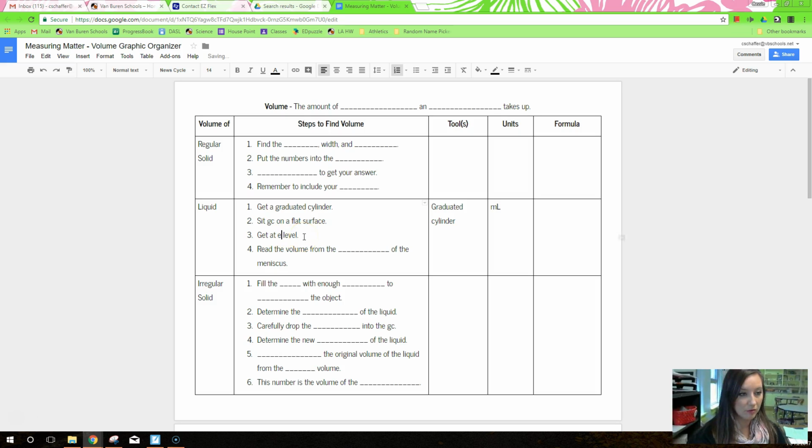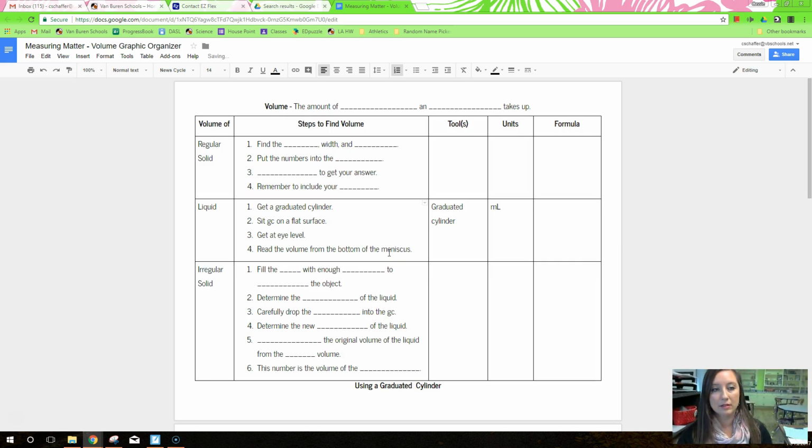I'm not going to be able to show you that today on the video, but we talked about it last time. That's just because my table's way down here and my webcam's way up here. So we'll get it eye level, and then we simply read the volume from the bottom of the meniscus. So if I had given you this graduated cylinder here, we can see that the graduations are going up by 1. And there's actually 4 sub-graduations in between those.